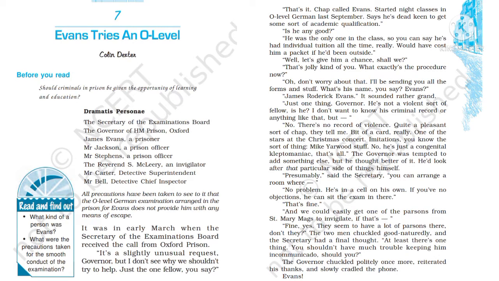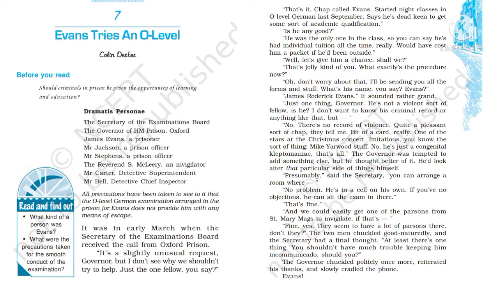Ivan's Tries an O-Level. This story is about Ivans, or we can say Ivans is the central character of this story. Ivans is a cunning prisoner. His full name is James Roderick Ivans, and he is also known as Ivans the Brick by the prison officers, as he had escaped from prison thrice. Presently he is kept in Oxford prison.